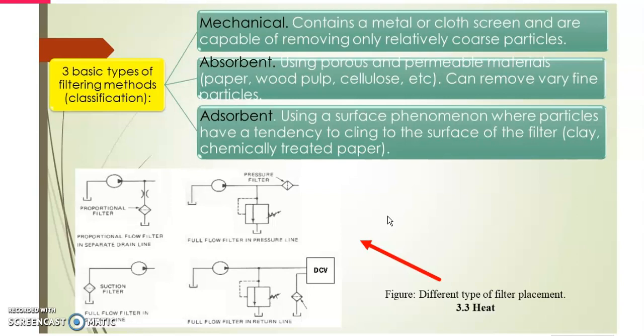There are three basic types of filtering method. First is the mechanical. This type normally contains a metal or cloth screen or a series of metal disks separated by thin spaces. Many mechanical filter types are capable of removing only relatively coarse particles. Next is absorbent. Absorbent filters are porous and permeable materials such as paper, wood pulp, cellulose, and also asbestos.